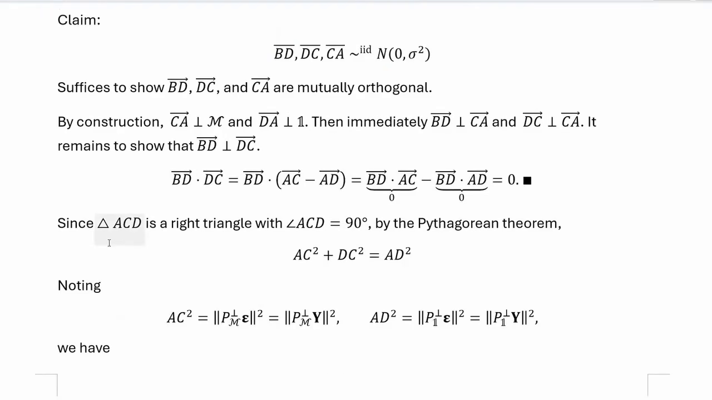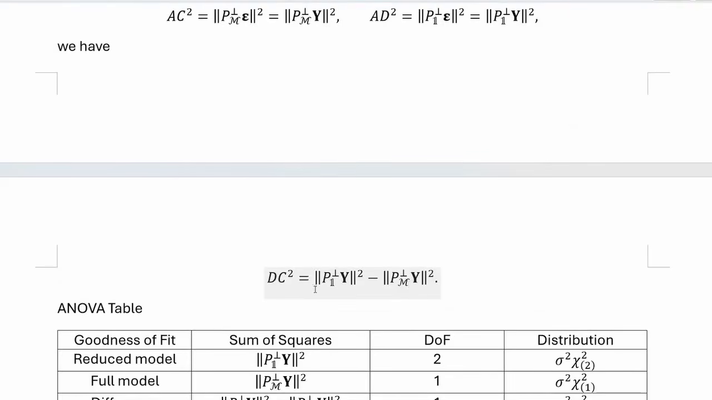To say that again, since the triangle ACD is a right triangle with the angle ACD equal to 90 degrees, by the Pythagorean theorem, AC squared plus DC squared is AD squared. And we know that AC squared is the perpendicular of epsilon onto M squared, which is equal to the perpendicular of y onto M squared. And AD squared is the perpendicular of epsilon onto the subspace 1 squared, which is equal to the perpendicular of y onto 1 squared. So therefore, the difference in the goodness of fit between the two models is DC squared, the difference between the two square lengths.